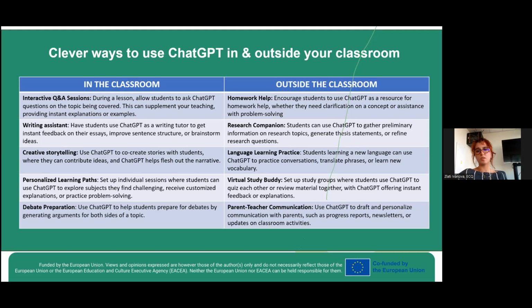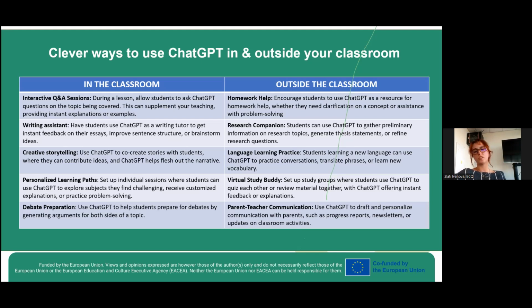Students can use ChatGPT as a research companion. As we said, most often, the resources that ChatGPT gives are not real, but because ChatGPT is fed with so much information, actually students can use it to gather some sort of preliminary information or create, how can I say, a structure for the research question that they have.